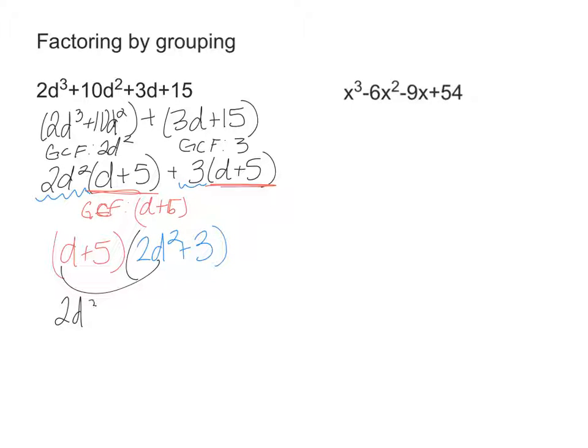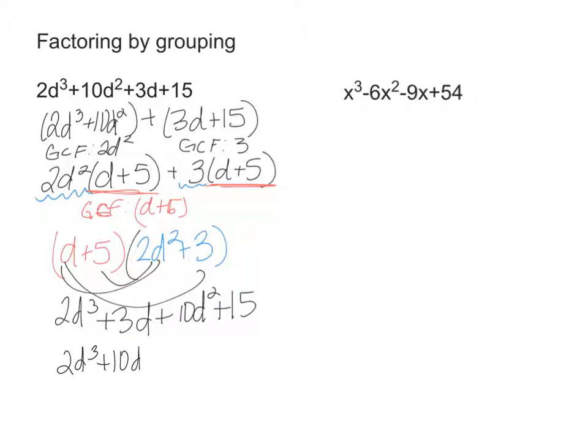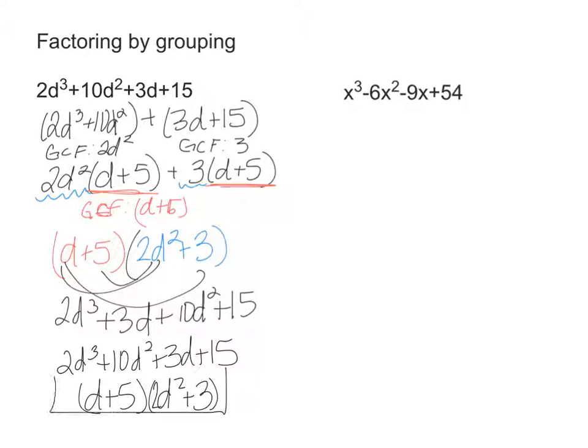with 2d cubed, first terms, then I get 3d plus 3d plus 10d squared plus 15. So when I write that in order, I get 2d cubed plus 10d squared plus 3d plus 15, which is exactly what I started with. So my final answer is d plus 5 times 2d squared plus 3. That is my final factorization of the problem we started with.